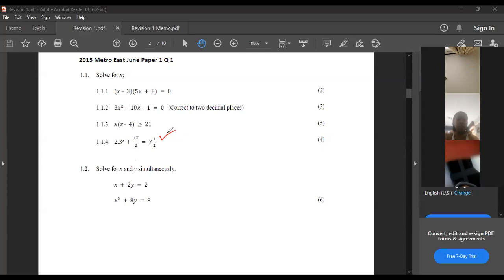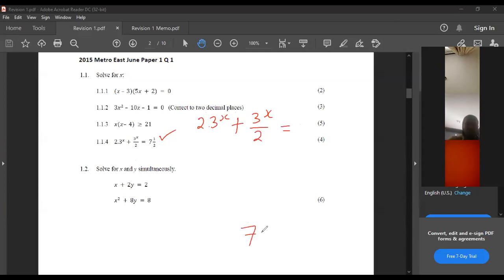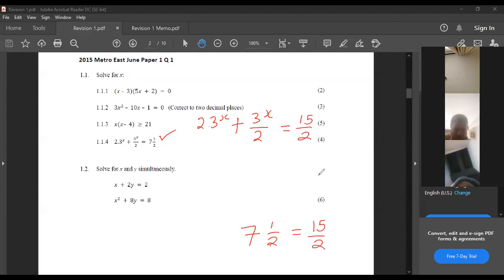What are we saying here? Let me first change this. So it's 2 times 3 to the power x plus 3 to the power x over 2 is equal to 7.5. Remember, 7 times 2 is 14, plus 1 is 15. So 7.5 is 15 over 2.